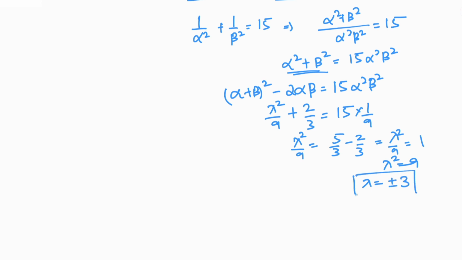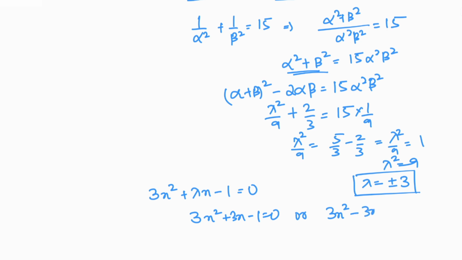Now since we have got the value of lambda as plus and minus 3, we can simply put that in our equation and we'll get our solution. So our quadratic equation was 3x squared plus lambda x minus 1 is equal to 0. So we have got our quadratic equation as 3x squared plus 3x minus 1 is equal to 0, or 3x squared minus 3x minus 1 is equal to 0.